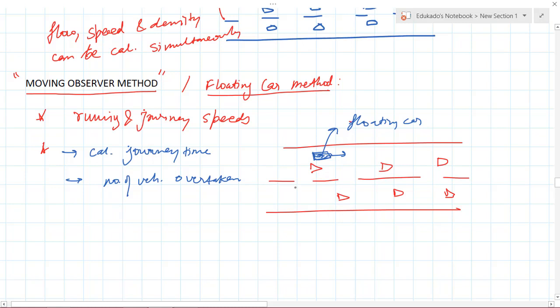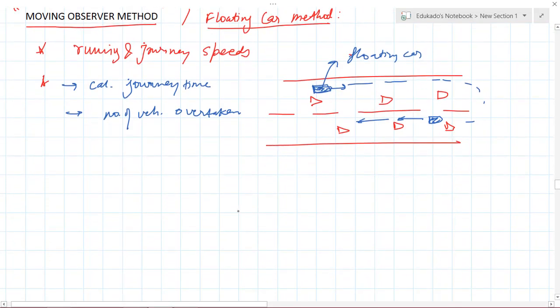And if you go like this and just take a turn over here, and now you move in the opposite direction of this flow, then you can see the number of vehicles that you met when you are in the opposite direction. All these variables you can use to calculate the various speed, flow and density. So that's the moving observer method. Now you can define some parameters in it.